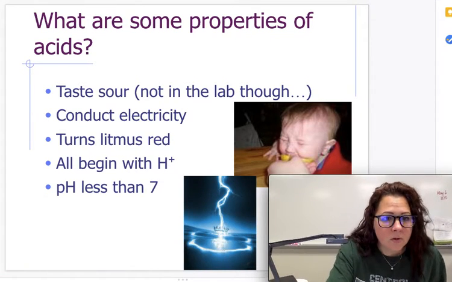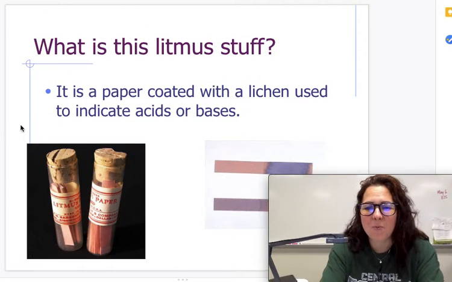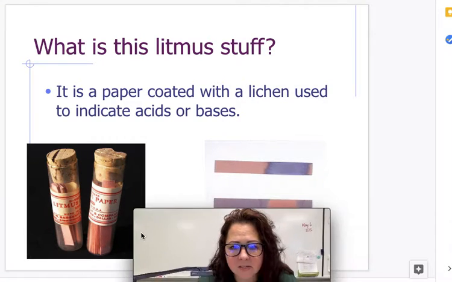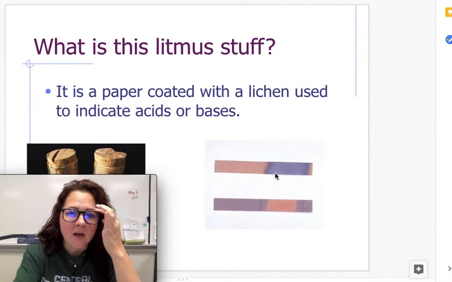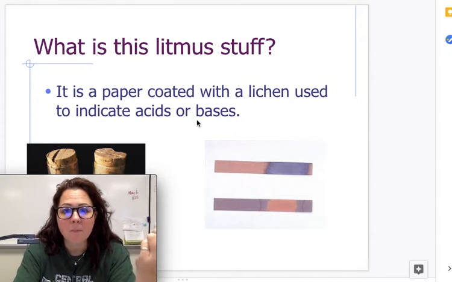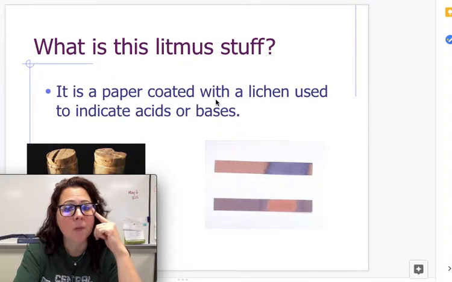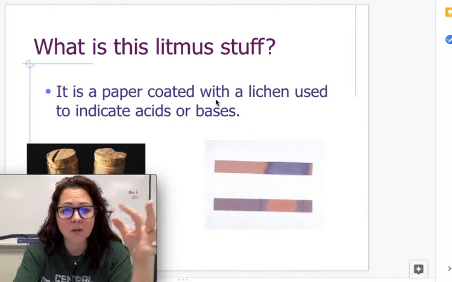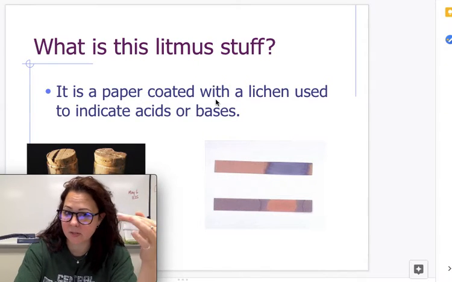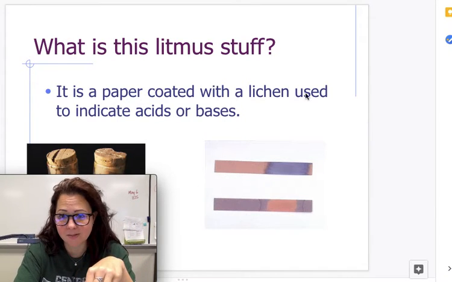The word that we were just talking about with your litmus paper, it is this stuff right here. There's red litmus paper and there's blue litmus paper. But litmus paper is coated with a lichen, which you guys talked about in biology last year. And the lichen changes color either from red to blue or blue to red, or sometimes they stay the same, to indicate if you have an acid or a base.